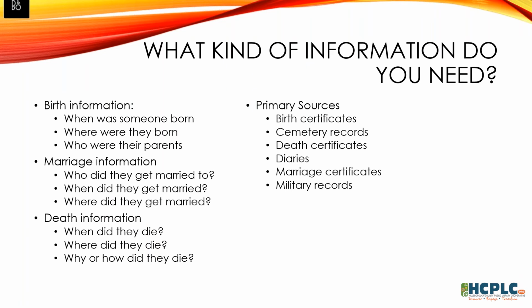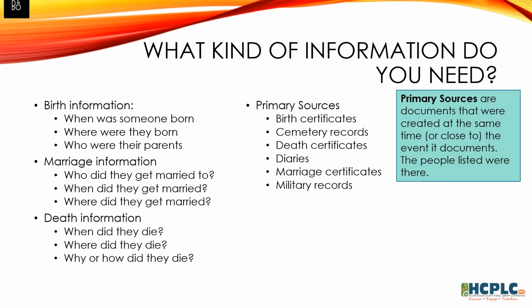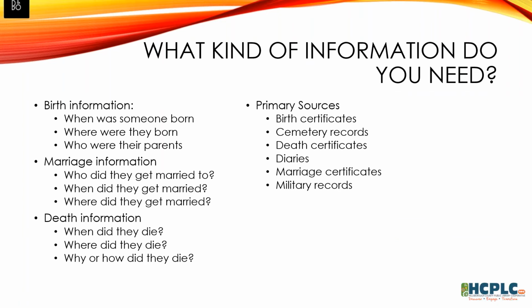The best place to find the vital statistics information that you need is to find primary sources. Primary sources are those documents that were created at the same time the event happened, like birth certificates, which are given to parents when their babies are born, death certificates, which are given to family members when somebody passes away, and marriage certificates that are issued when two people get married. There are other types of primary sources, and these will always be your best source of information.